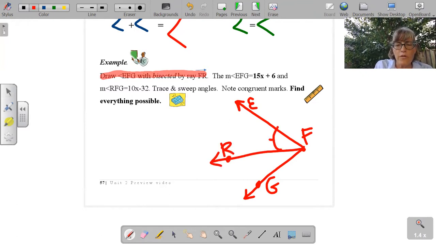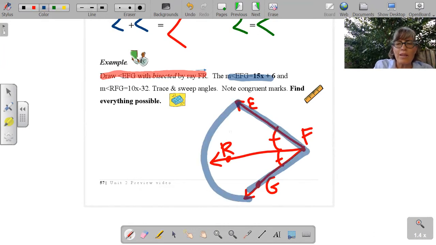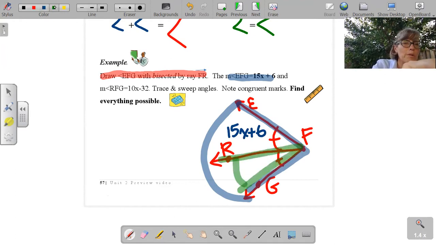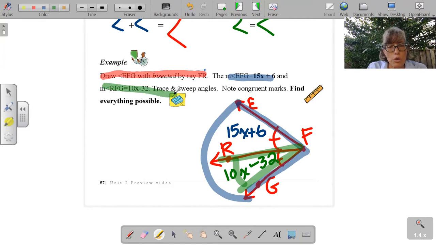We have a bisector FR, so we have hatch marks. Angle EFG, trace and sweep, is 15x plus 6. Angle RFG, trace and sweep, is 10x minus 32. Note your congruent marks. Find everything possible.